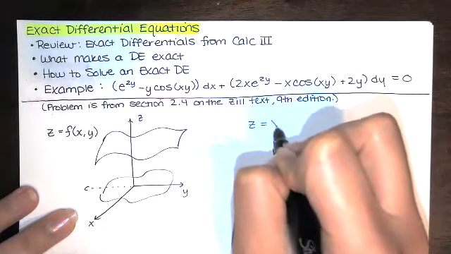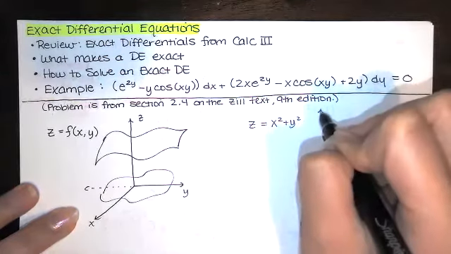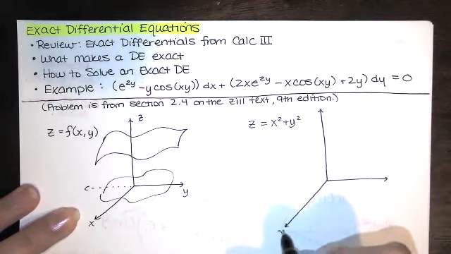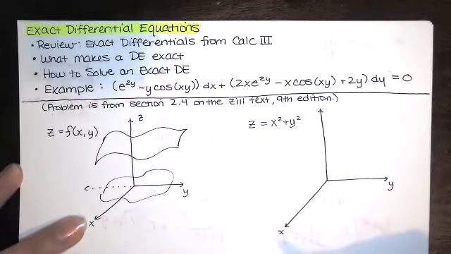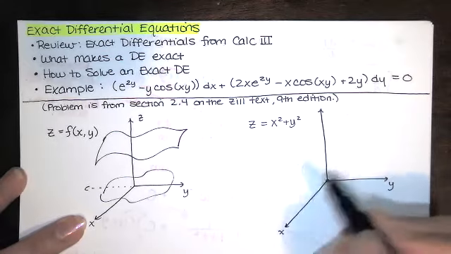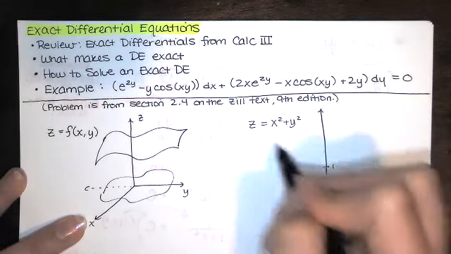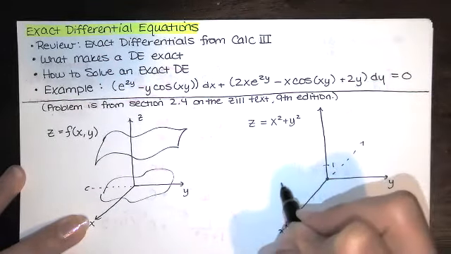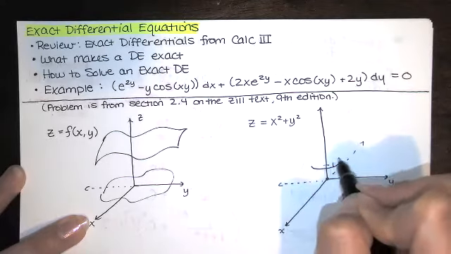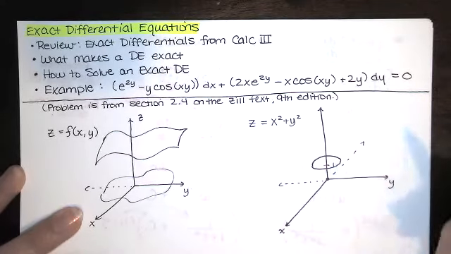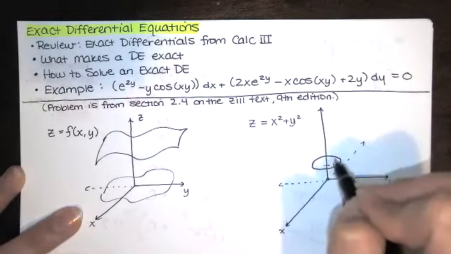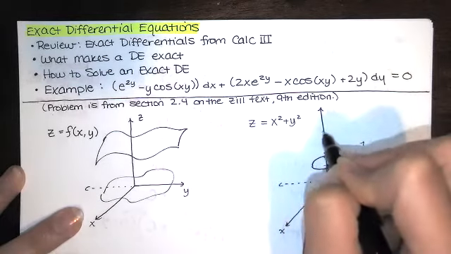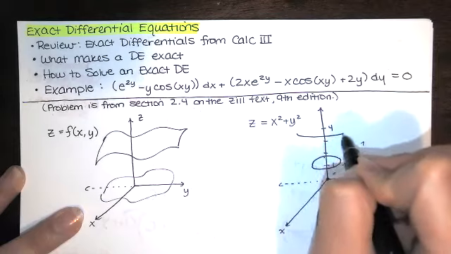Now let me give you a specific example. Let's say that z is equal to x squared plus y squared. Well then if x and y are both 0, z is 0 squared plus 0 squared, so z is 0. And when z equals 1, we have a circle of radius 1. So we're going to see a cross section that looks like this. And when z equals 4, well then we would see a circle of radius 2. So we'll go up 4 units. That's 1, 2, 3, 4. And then I would see a circle of radius 2.